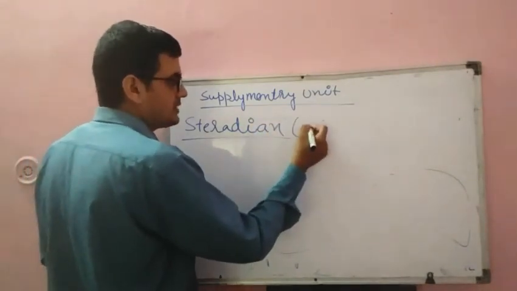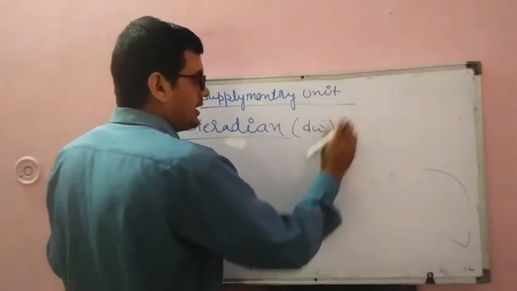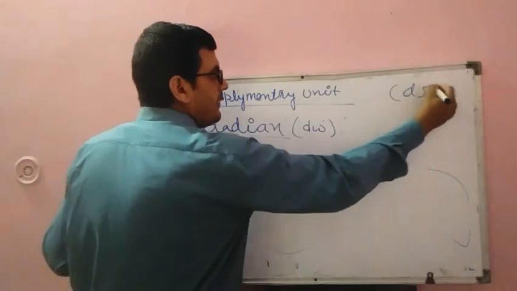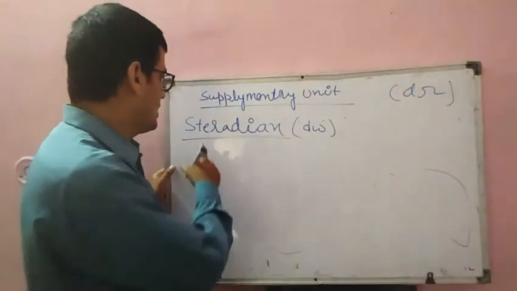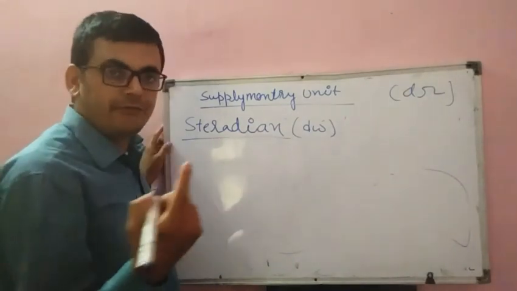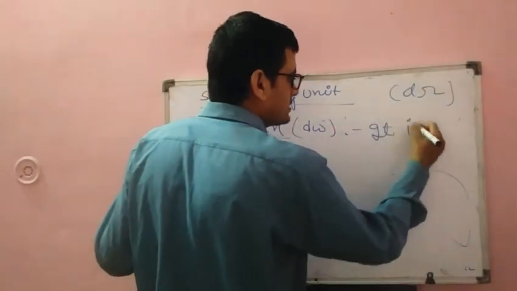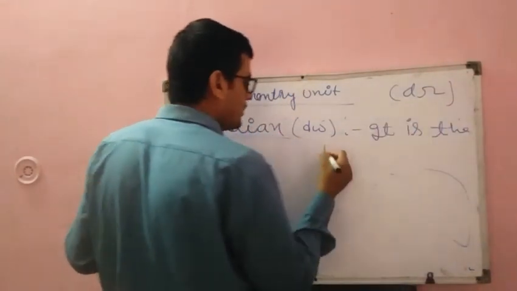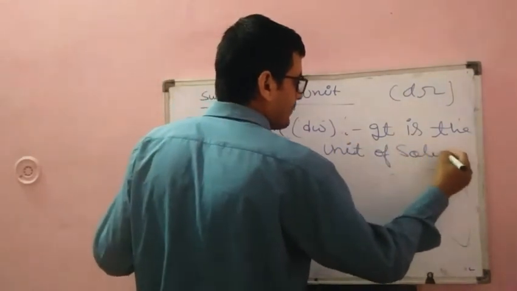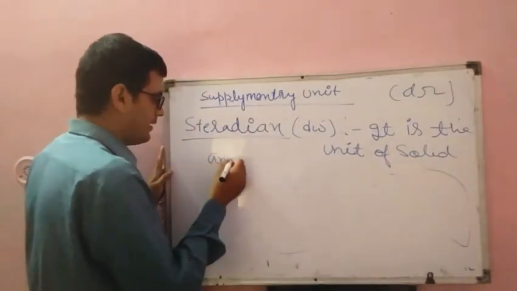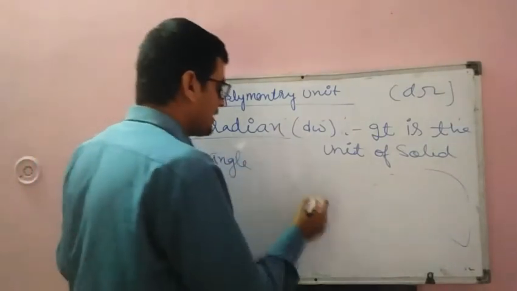In some books it is represented by d omega, and in many books it is also represented by d omega like this. Okay, it is your choice how you want to represent it. So steradian is the unit of solid angle. How will you define the solid angle or steradian?